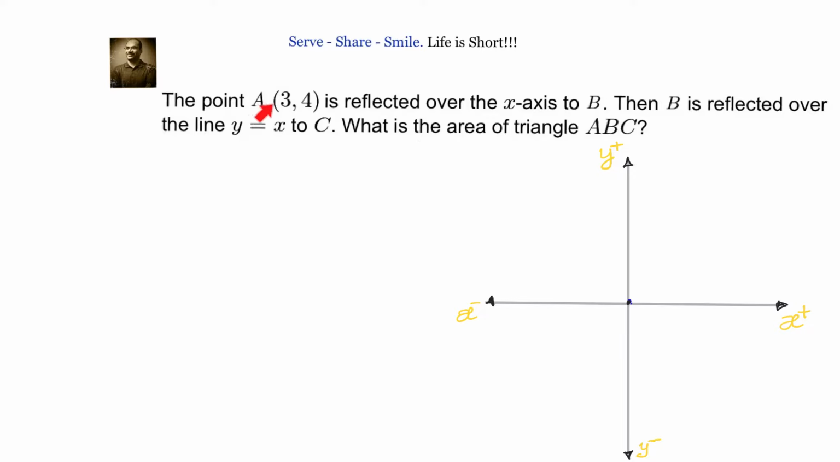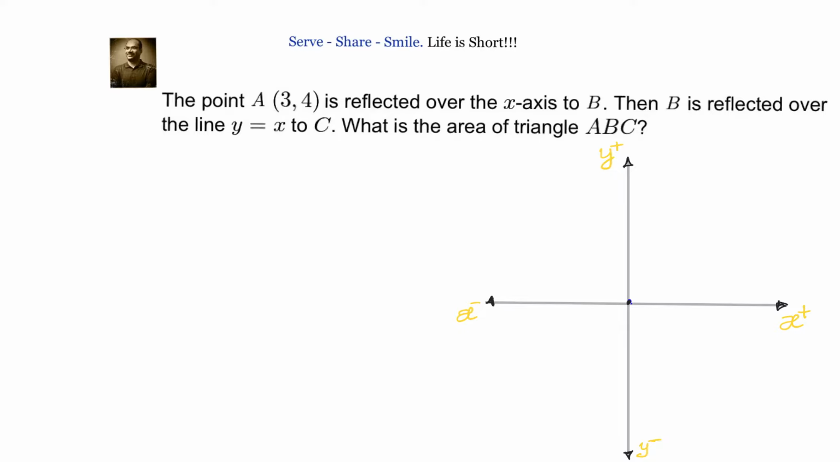The point A (3, 4) is reflected over the x-axis to B. Then B is reflected over the line y equals x to C. What is the area of triangle ABC?